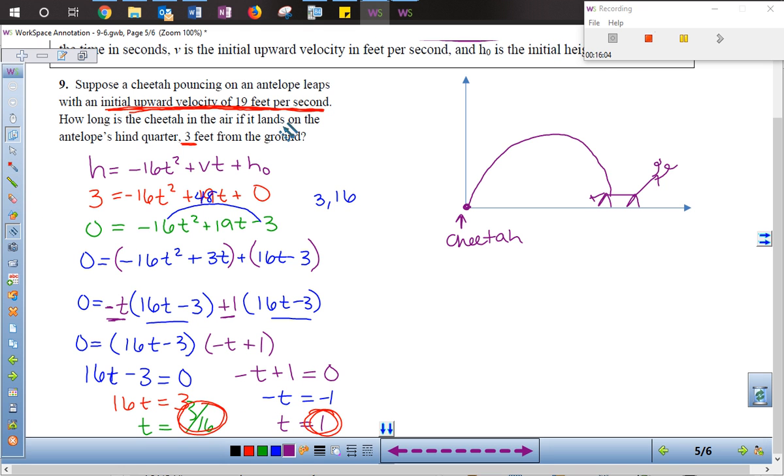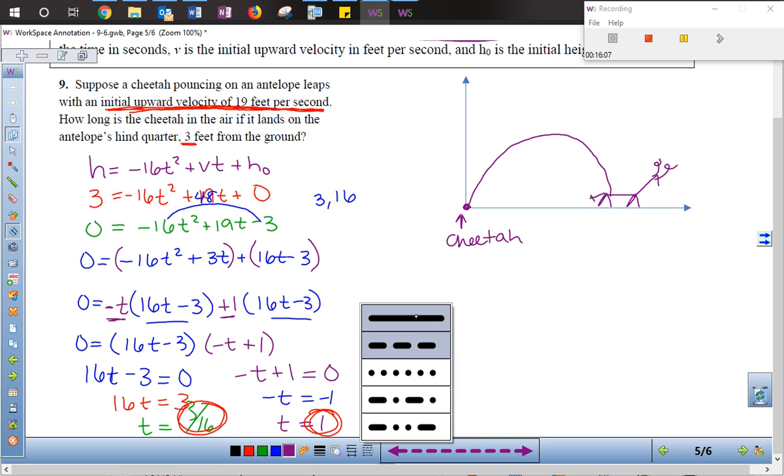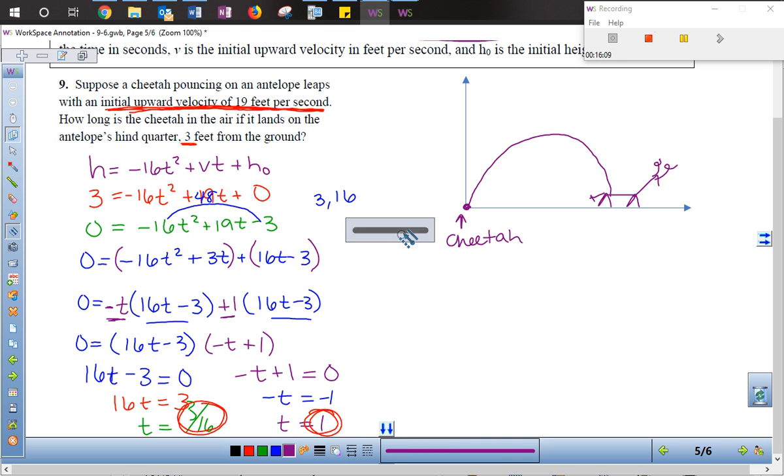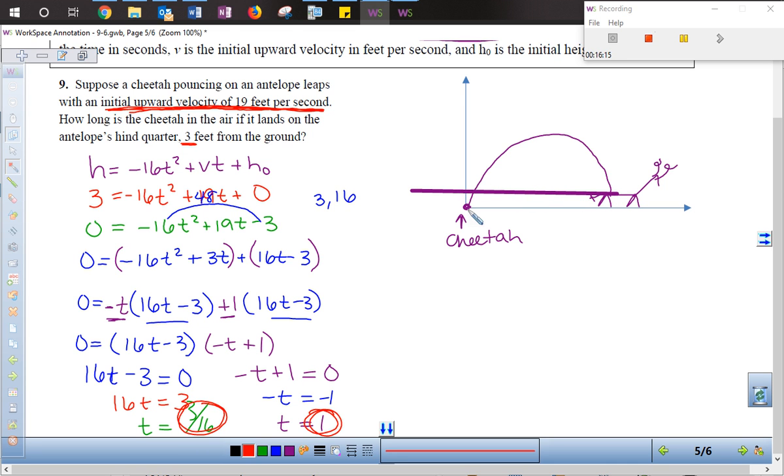The antelope's hindquarter is 3 feet from the ground. So if I were to draw a horizontal line at 3 feet, you'll notice that the cheetah actually hits 3 feet off the ground 2 times, once on his way up and once on his way back down. So we have to figure out which of these answers is when he lands on the antelope's hindquarter and which of them is when he's on his way up.